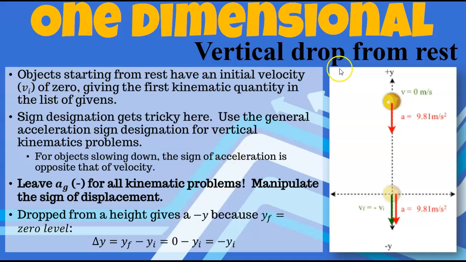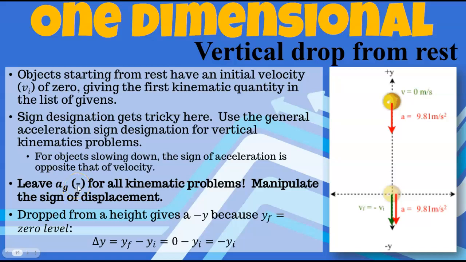Here we're talking about when an object is dropped from rest, meaning that you're a certain distance above the ground, you let go of an object, and it falls to the ground. Because it's starting from rest, again, starting from rest means that you have an initial velocity of 0. Here it talks about sign designation, which gets tricky. We use the designation that acceleration is always negative.